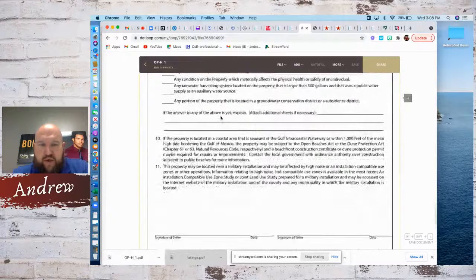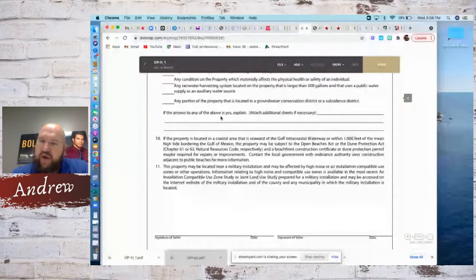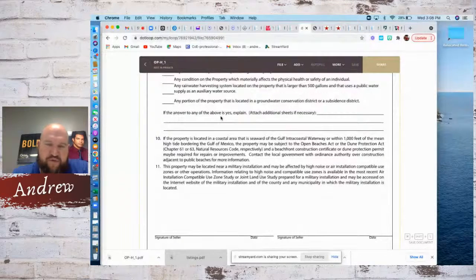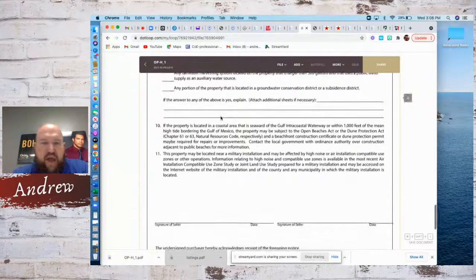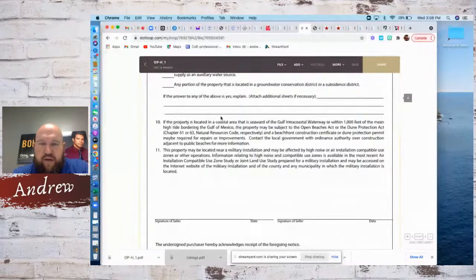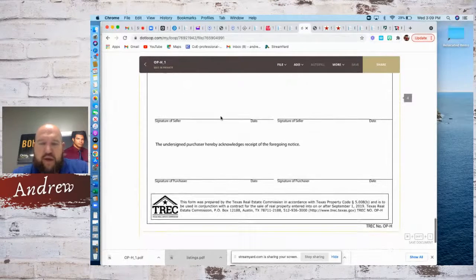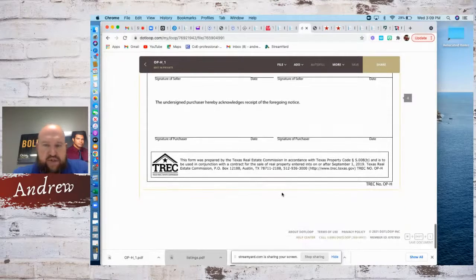Is the property located in a coastal area seaward of the Gulf? Some of Texas worries about that. Us in El Paso, pretty far from the Gulf, so it's not a huge thing for us, but we definitely have areas that are near the intercoastal waterways. The property may be located near a military installation and may be affected by high noise or air installation compatible use zones or other operations. So having that information as well, and places for the seller to sign and for the purchaser to sign. So this is the TREC form.